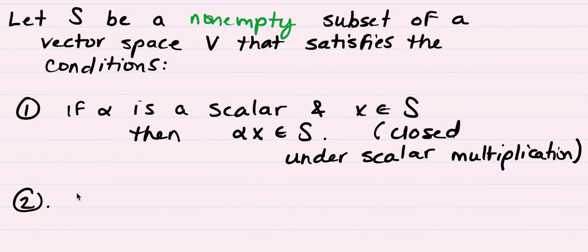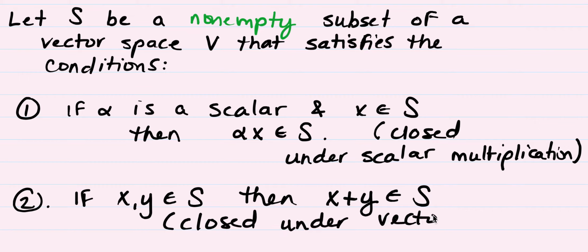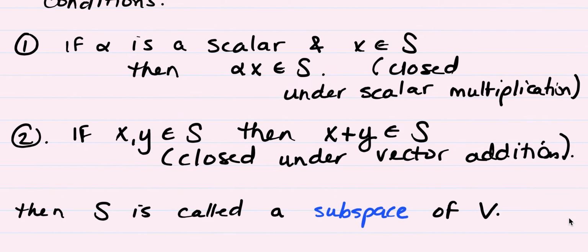The second property is if x and y are 2 vectors in your subset, then x plus y belongs to your subset. So here we're closed under vector addition. So if you have a non-empty subset that satisfies these two properties and is a subset of a vector space, then we say S is a subspace of V. So it's a vector space inside a bigger vector space.